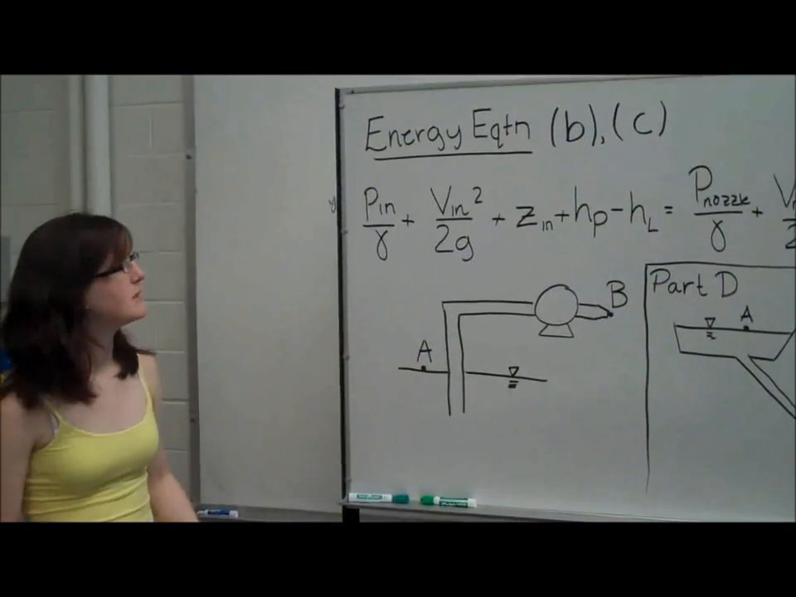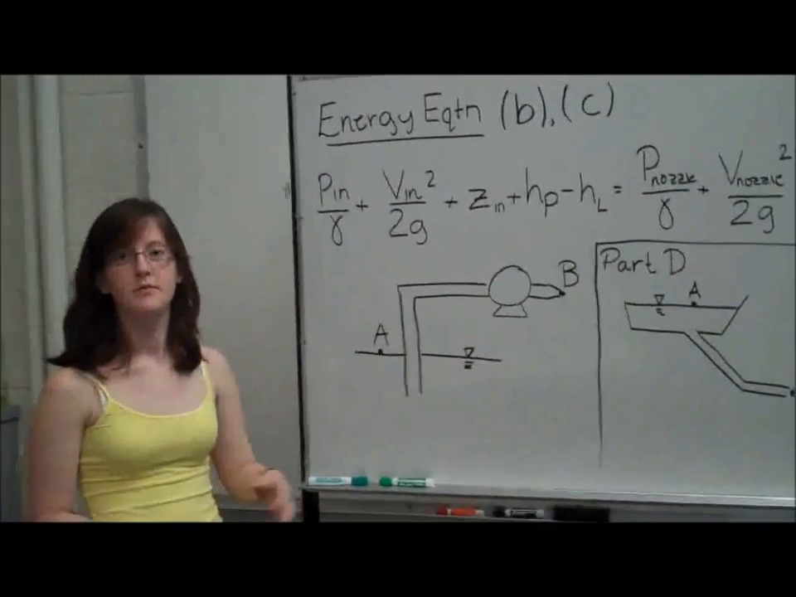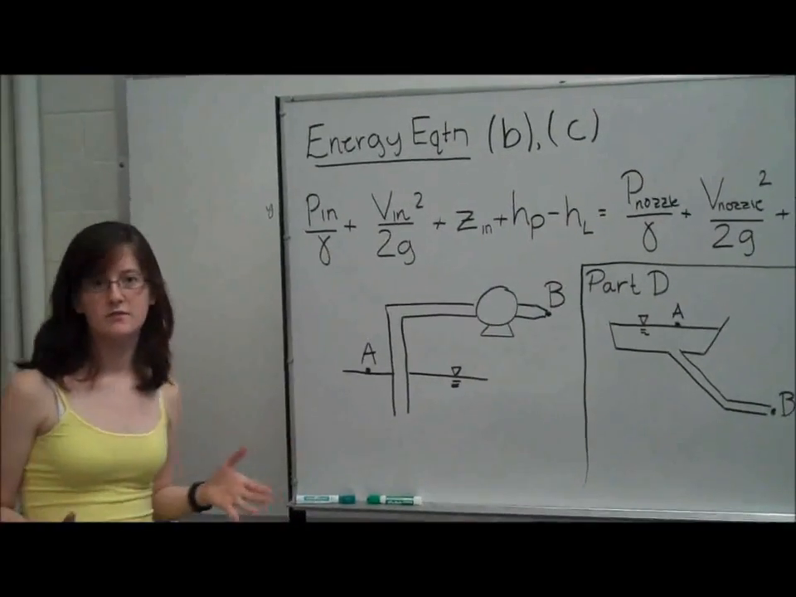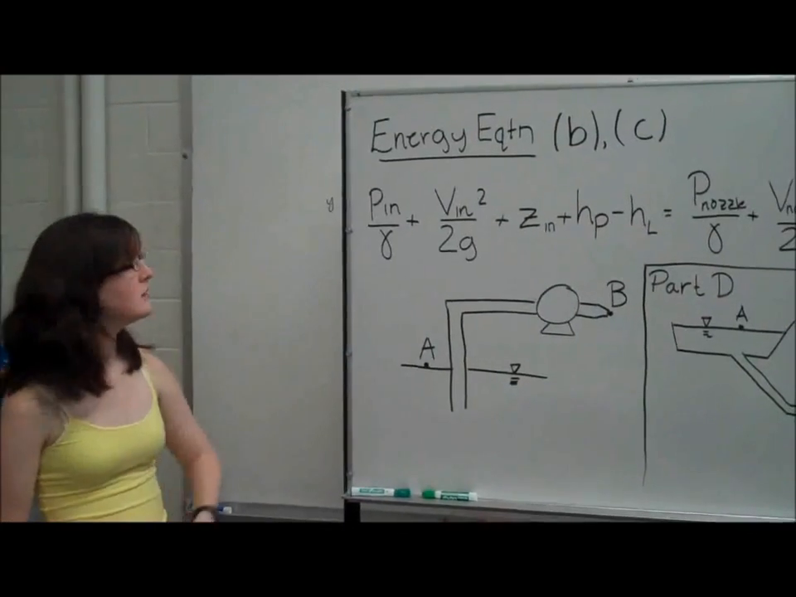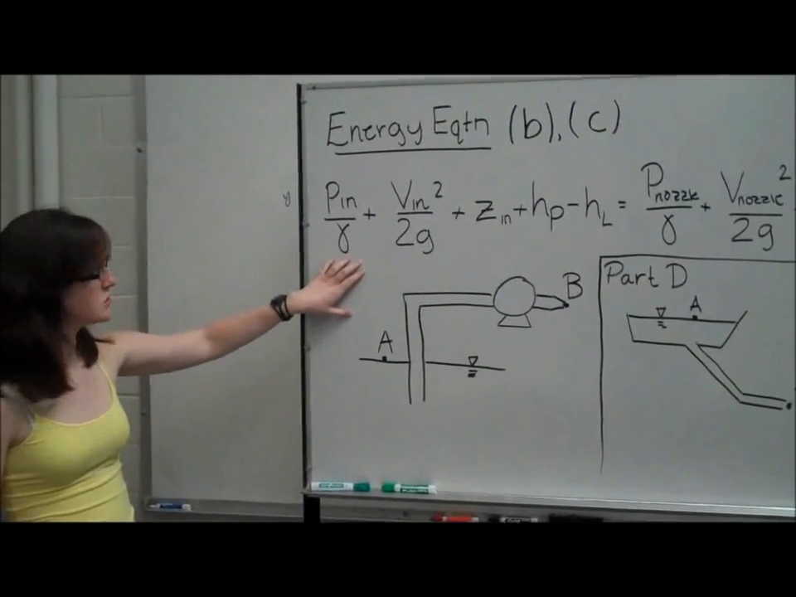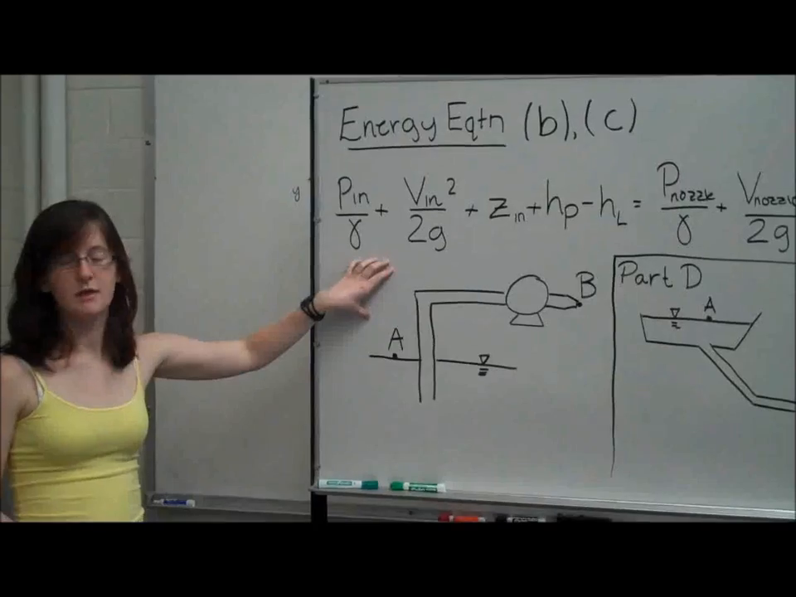The calculation problem in your sample exam deals with the energy equation. Part A is simply mass conservation and should be relatively simple. For parts B and C, you will use the energy equation shown here and simplify it to meet your needs.